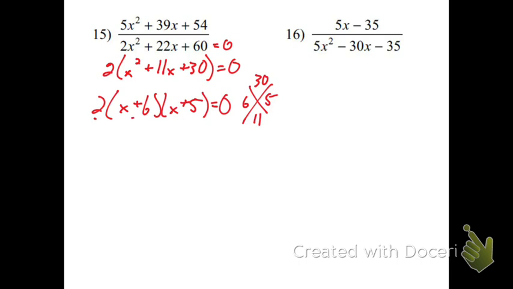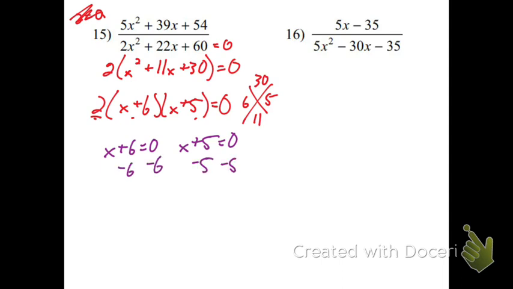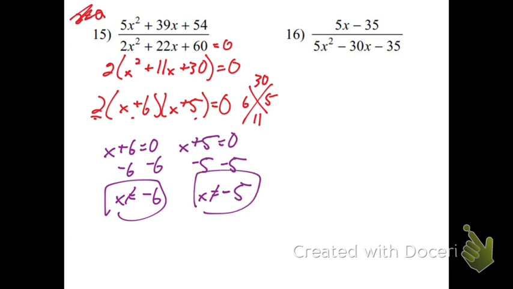Now, I do have 1, 2, 3 things being multiplied here, but I'm not going to set the 2 equal to 0 because 2 equals 0 doesn't make any sense. All right? So we're just not even going to worry about the 2. We're going to set x plus 6 equal to 0 and x plus 5 equal to 0. Hopefully by now you can do this pretty quickly. Maybe as quickly as I'm doing it. X equals negative 6 and x equals negative 5. But wait, those are excluded values. So put a slash through them and then box them up.